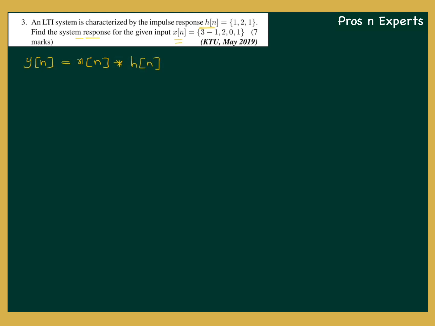So you know that for an LTI system, if you give an input x of n and you know the impulse response or system response h of n, then the output is y of n, and y of n is given by x of n convolution h of n. So this is a discrete time system, so this is the convolution sum. And how can you expand it? That implies y of n is equal to sigma over k equal to minus infinity to plus infinity x of k into h of n minus k.